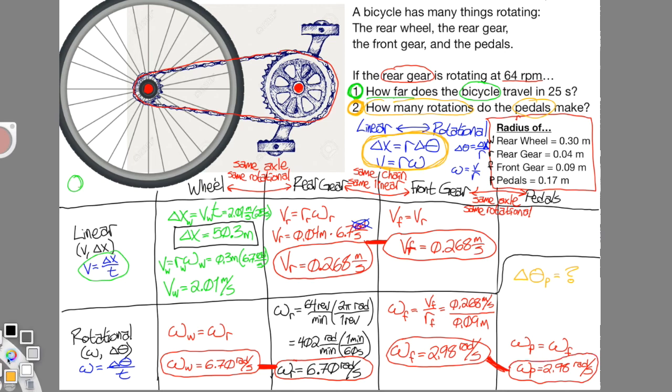And now we have some information about omega, and we want some information about delta theta. So we have a formula that relates the two of those, the velocity and the displacement. This time we're dealing with the angular velocity and the angular displacement. Rearranging that equation on the far bottom left, delta theta equals omega times t. And if we want delta theta for the pedals, we need omega for the pedals. So this is 2.98 radians per second times our time, which is 25 seconds, gives us 74.5.